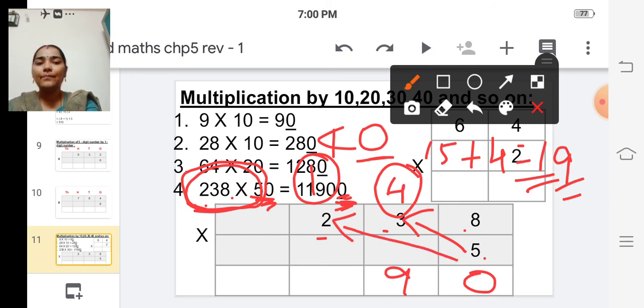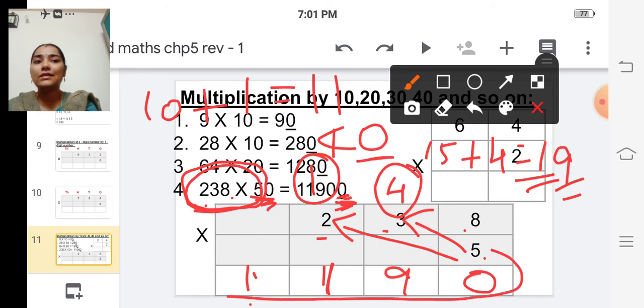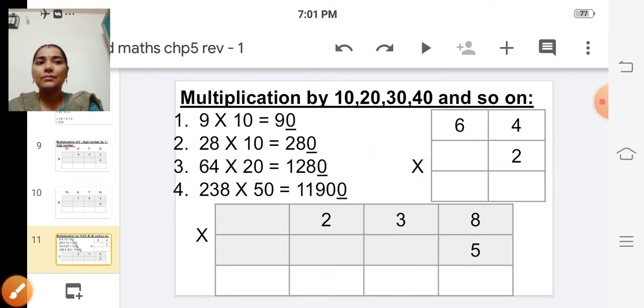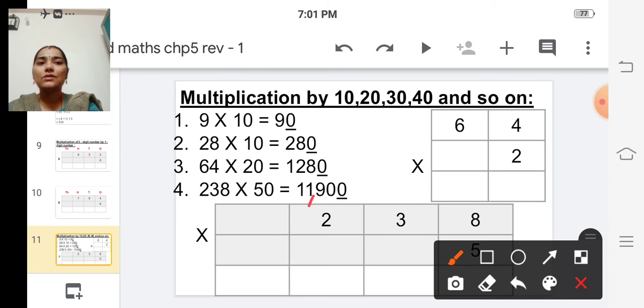5 2s are 10. 10 plus this carried over number 1, which is equal to 11. So we can directly write 11. So the answer is 1190. So we have to write this number before the 0. Okay. So the answer becomes 11,900. Okay.